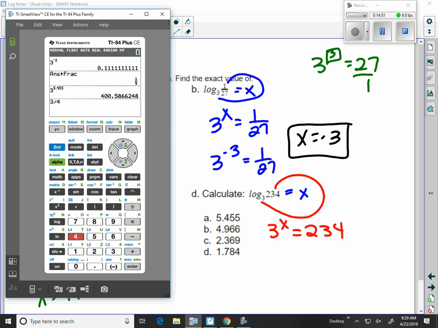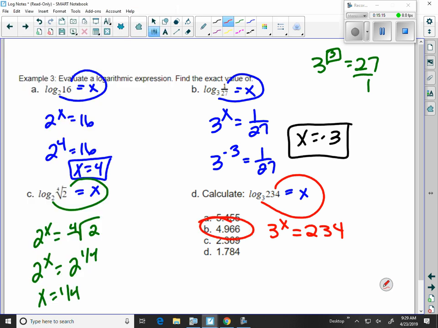Oh, that's not what I wanted. There we go. Yep, 234. Okay, I could check the rest of them, but we know 4.9 is close. These are not going to be close. So B would be your answer on that.